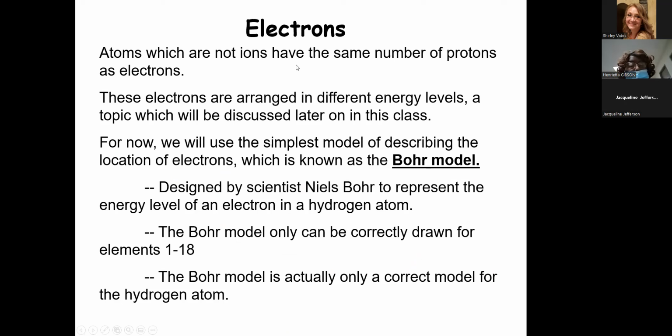So the electrons are, now what we're going to do is we're going to look at the Bohr model. Bohr model, you notice the key here is that it can only be correctly drawn for elements 1 to 18, okay? Because the actual model was only made for hydrogen. But we're okay until element 18, which is argon. Okay, let's clear all of that. Now let's look at the rules for the Bohr model.